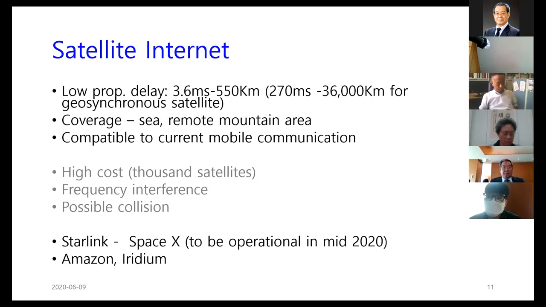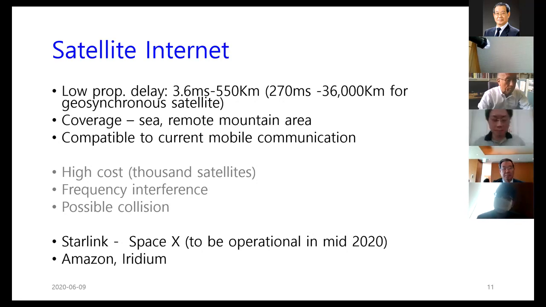In the case of satellite internet, if we use a geosynchronous satellite like those used for broadcasting, it stays above our head and looks like it is not moving because it rotates synchronously with our globe. But it is far away, about 36,000 kilometers. So the propagation delay is very great, about 270 milliseconds.